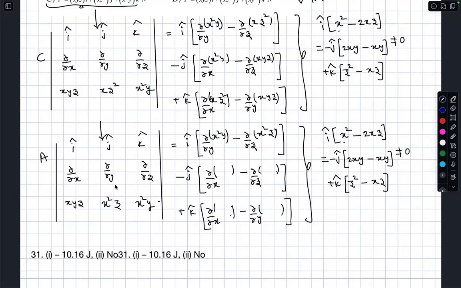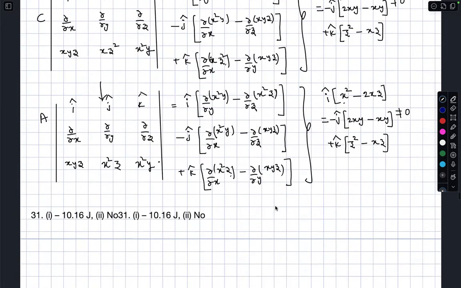J cap: del by del x of x square y, del by del z of x y z. Right. K cap term: del by del x of x square z, del by del y of x y z.